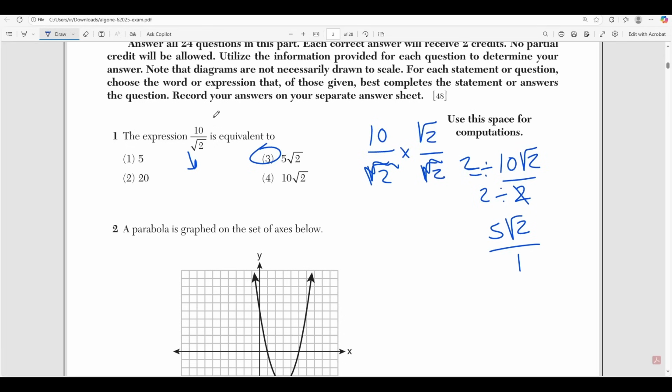Okay, so remember, whenever you have a square root or a radical in your denominator, multiply the top and the bottom by that square root to get rid of it and get the equivalent form.